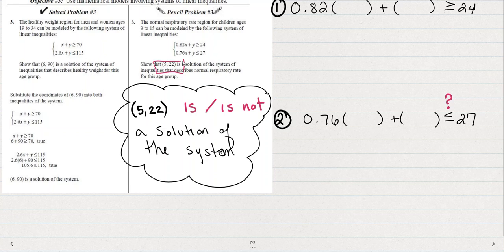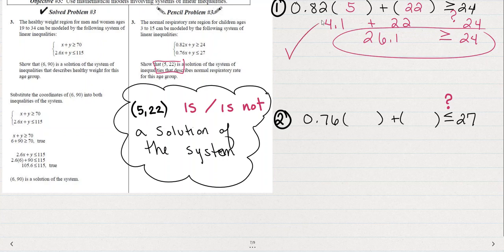this age group. So what I'm going to do is replace the x with 5, replace the y with 22, and I'm going to do that for each of the equations and see if it comes out for a true statement. And when I use my calculator, 8/200ths times 5 plus 22, I'd get 26 1/10, which is greater than 24. So it looks like the ordered pair (5, 22) does satisfy the first inequality.